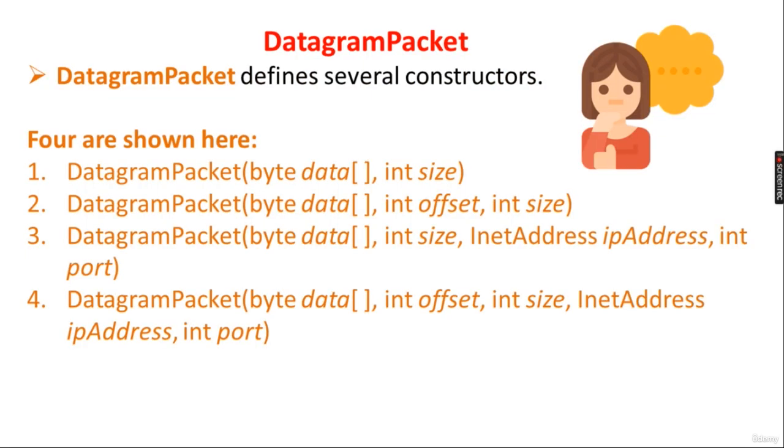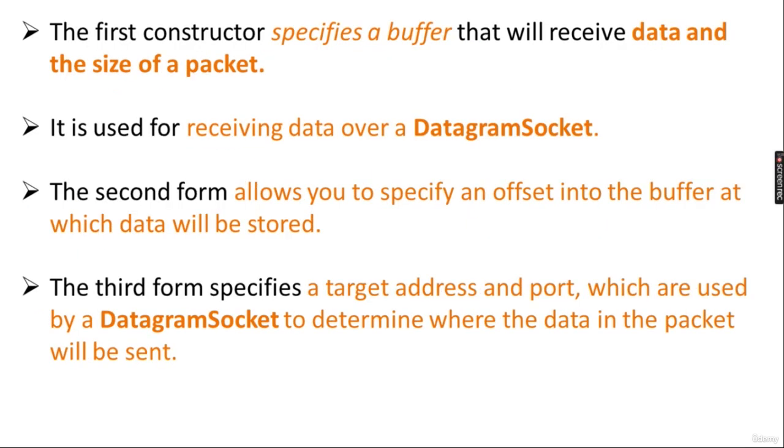Okay. Next is DatagramPacket. It defines several constructors, and it is what actually holds the data. The first constructor is byte data, integer size. Second is byte data, integer offset, integer size. Third is byte data, integer size, InetAddress IP address, and port number. Fourth is DatagramPacket with byte data, integer offset, integer size, InetAddress IP address, and port number.